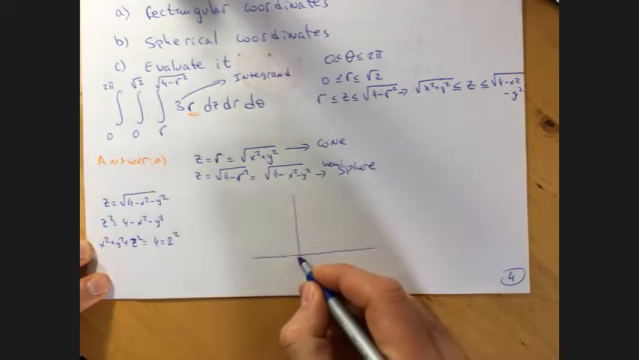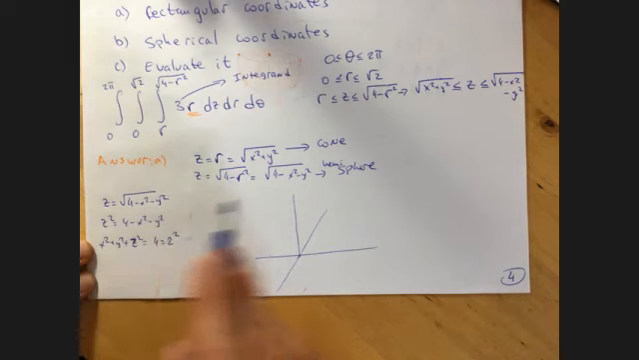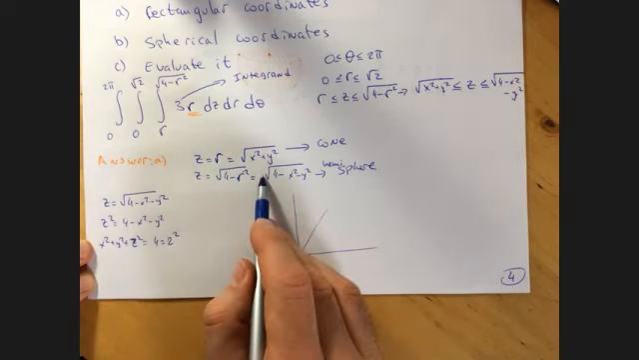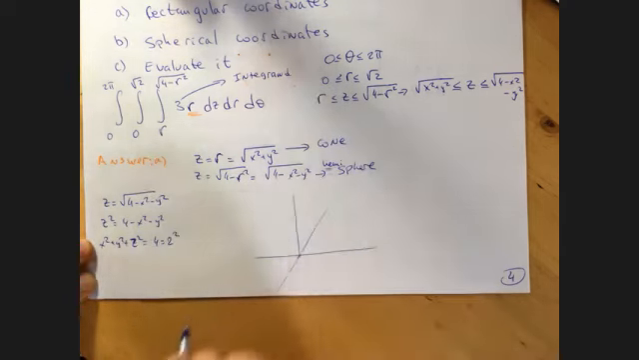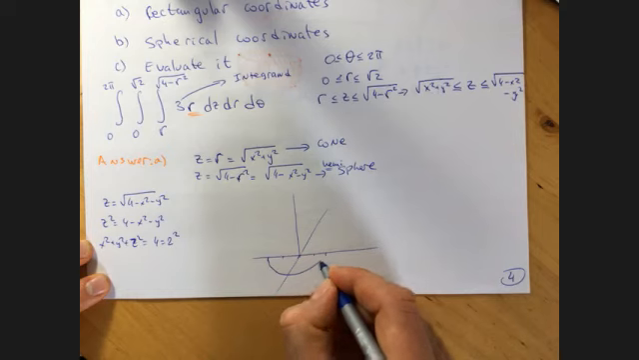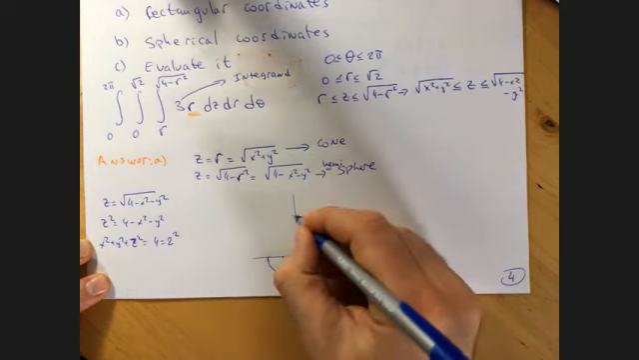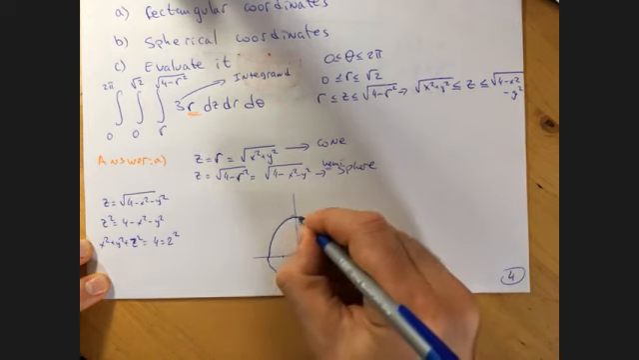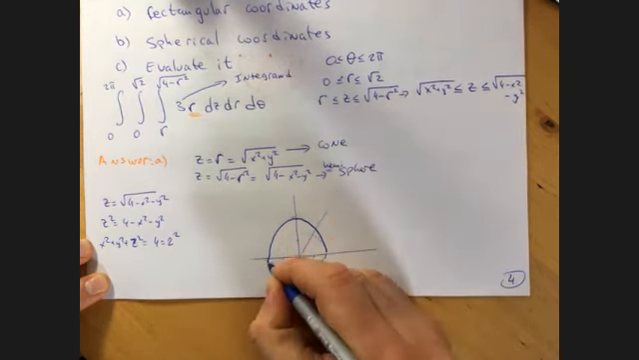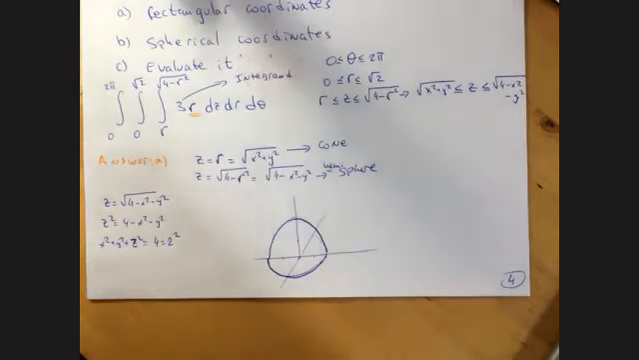The fact that I have only the positive square root here means that we are talking about a hemisphere. So 1, 2, 1, 2. And then 1, 2. So this hemisphere. And then I have the cone.